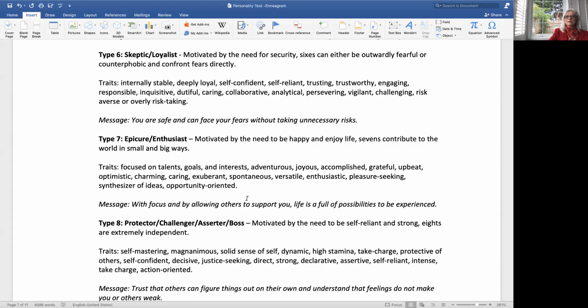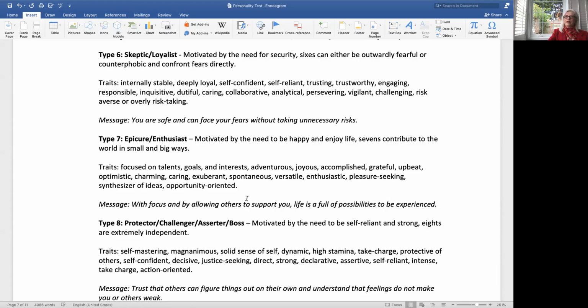In terms of traits, the 6 can be very stable, very loyal, confident, reliant, very trusting and trustworthy. And they can engage the team. They can get the team to be more inquisitive and more collaborative. Once again, like the 5, they tend to be a little more analytical. And they can be very persevering. They help you get up that hill. That vigilance and that perseverance is very, very helpful. And then, as I pointed out at the beginning, they can either be risk averse or overly risk taking.